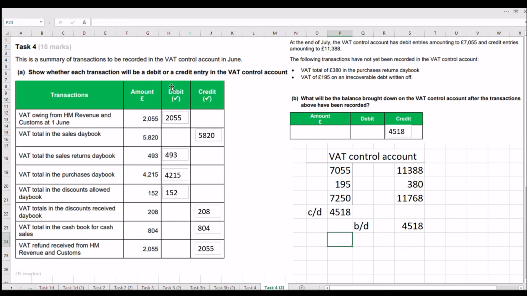So in terms of the answer, let's just go through the debits and credits here and how the journals have been produced. I quite like this opening bit because it's amount owing from HM Revenue and Customs. So amounts owed would be a credit. Amounts owing from them means that HM Revenue and Customs owe you the money. So it's debit 2055. That's because that's money in.